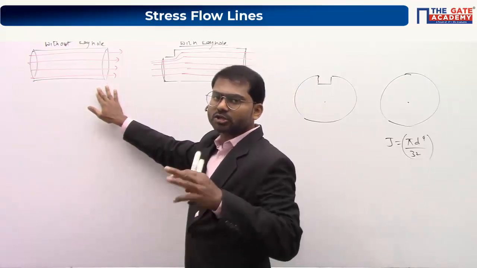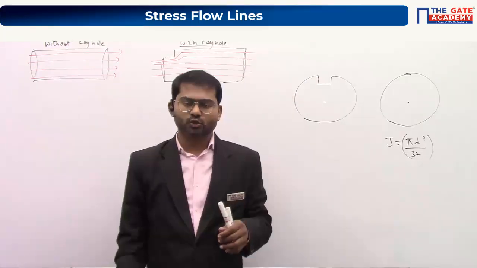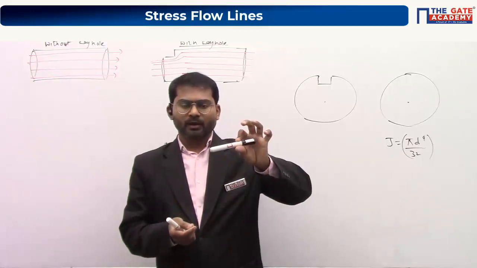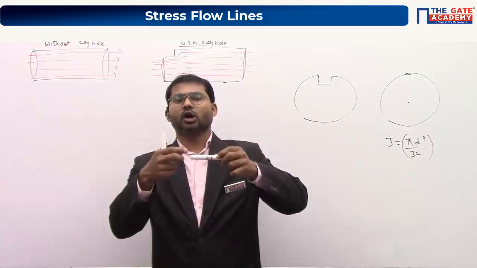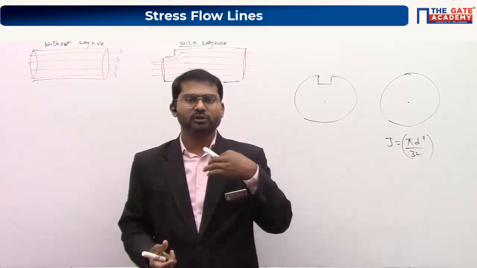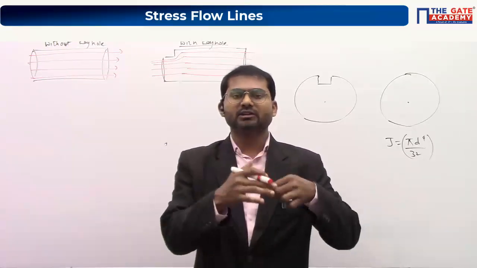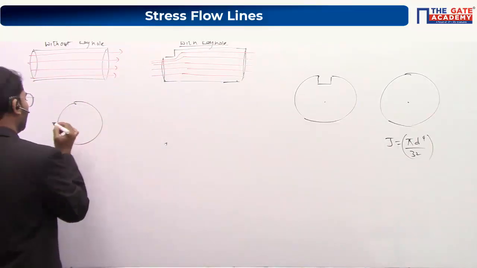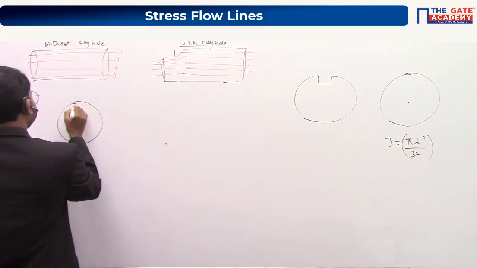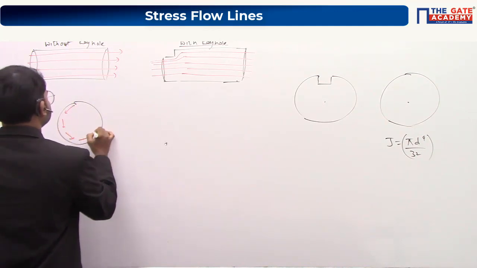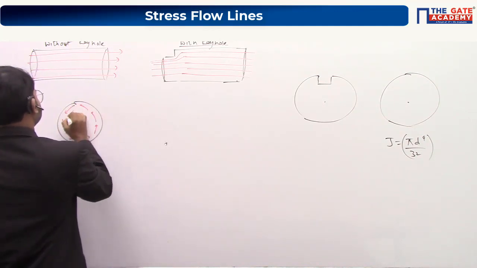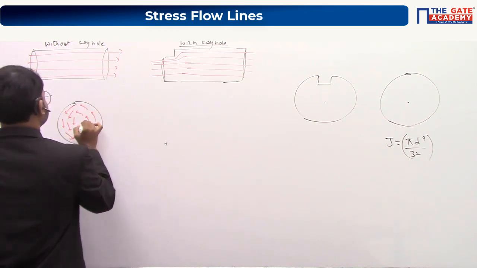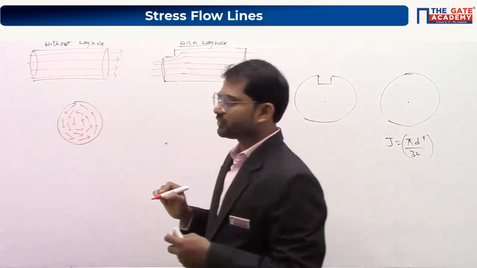Now I'm taking the torsional loading case. In fact, the animation shown here is the torsional loading case itself, because the shaft will be rotating. The shaft is rotating and experiencing torque, which means it will experience torsion. Due to torsion, at a cross-sectional area it will experience shear stresses. If you take this shaft without a keyhole, the shear stress flow lines will be like this.